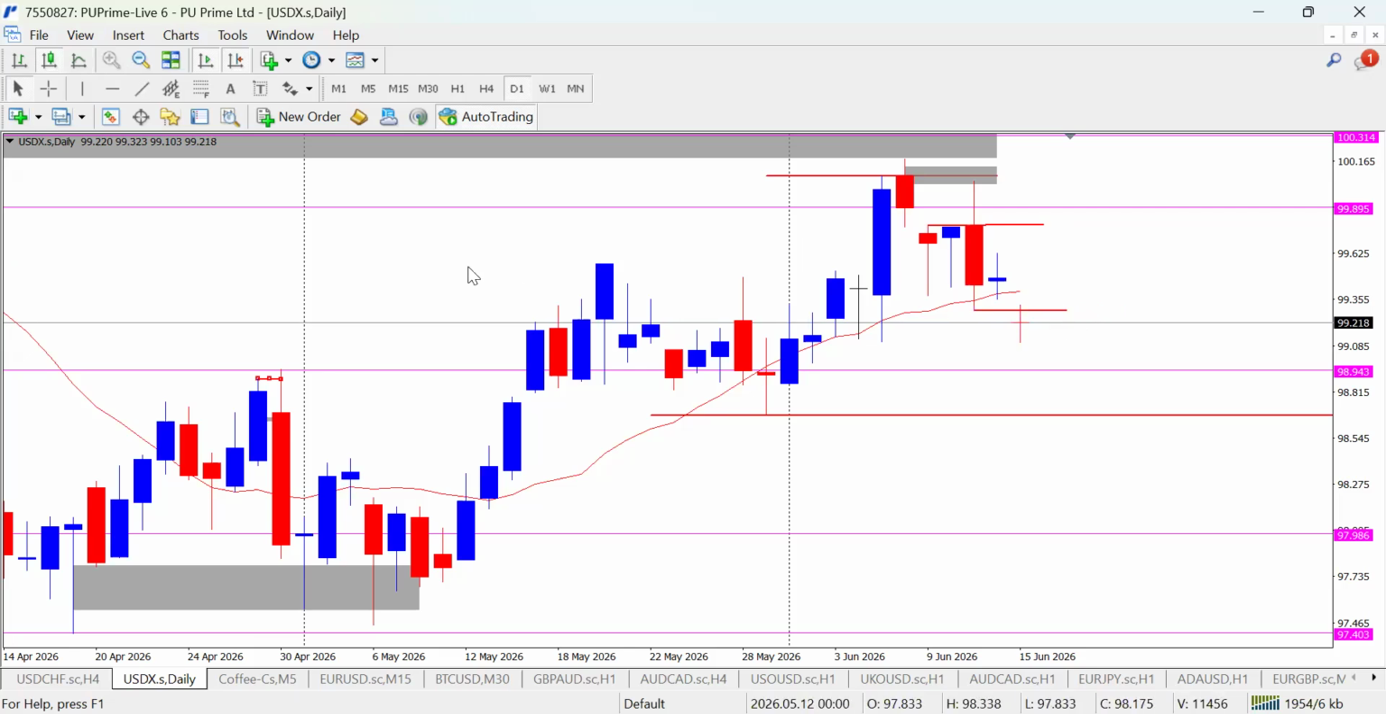More sales is expected. So we could probably see a little bit of a retest. But overall, we're looking for selling opportunities to the bottom. That is what you should expect. UXDX is expected to come in with more sellers.